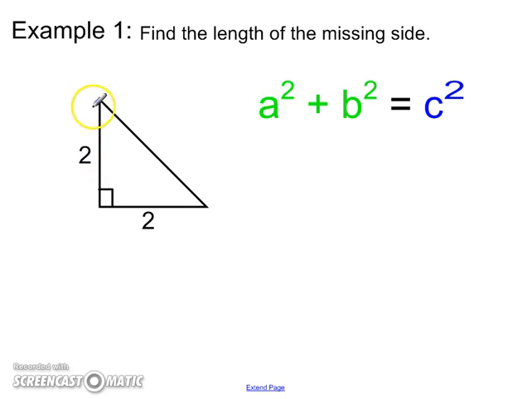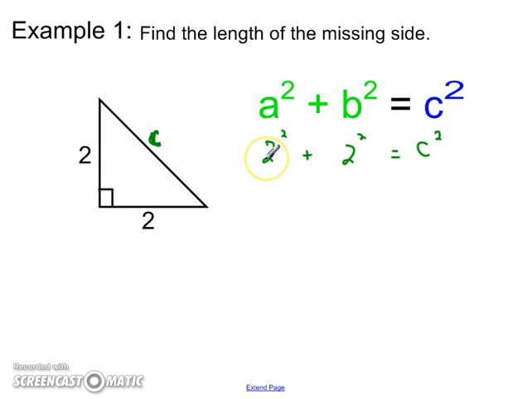Okay. So my leg is 2 here. My leg is 2 here. And so my a and my b, those are my legs. So I'm going to put my 2 in, and this will end up being squared, and my 2 in, and this will be squared. And we are, in this case, trying to find c, because here my c would be. That's my hypotenuse. C is considered the hypotenuse, just an organizational thing for us. So I'm trying to find c.